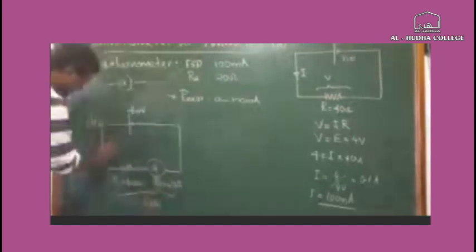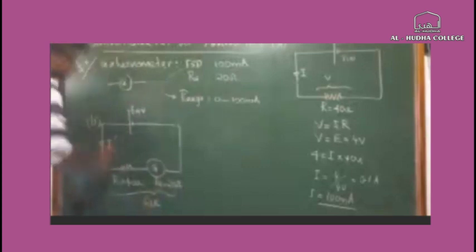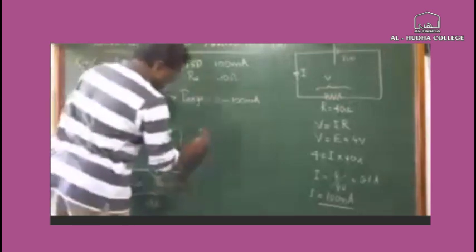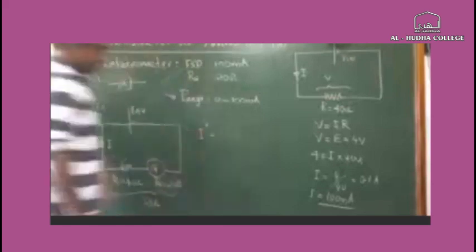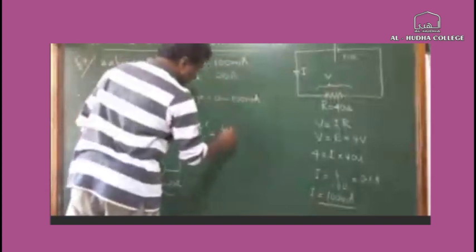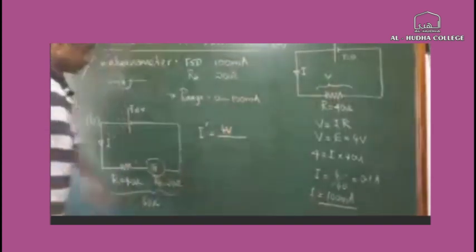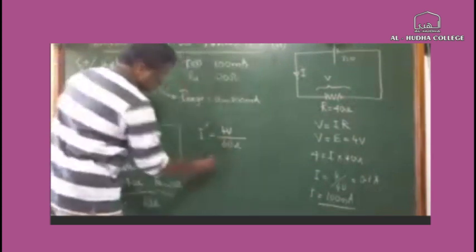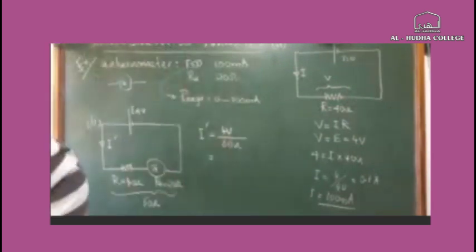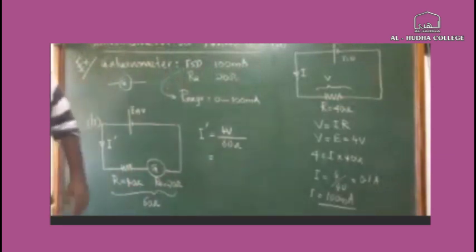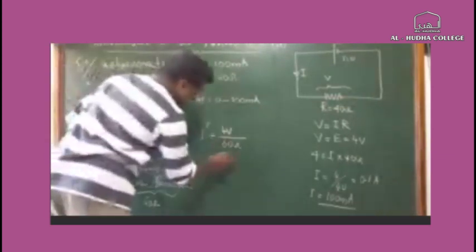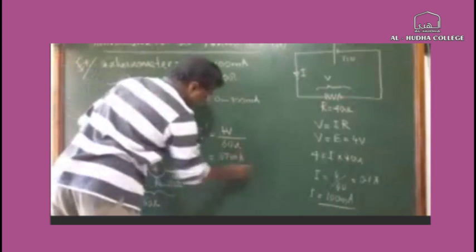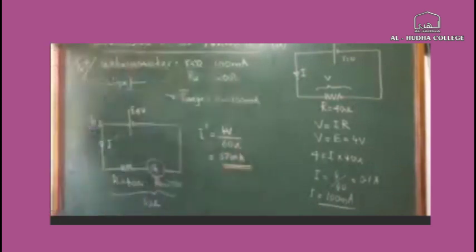So if you measure the new current, say I dash, it will be the same calculation, right? It's 4 volts divided by the new resistance, 60 ohm. So this comes to 67 milliamps. If you calculate it, it will come to 67 milliamps.